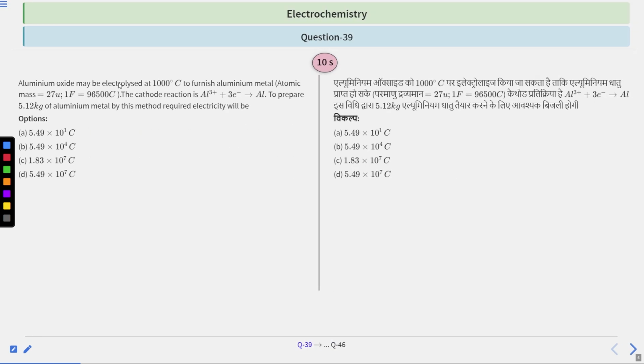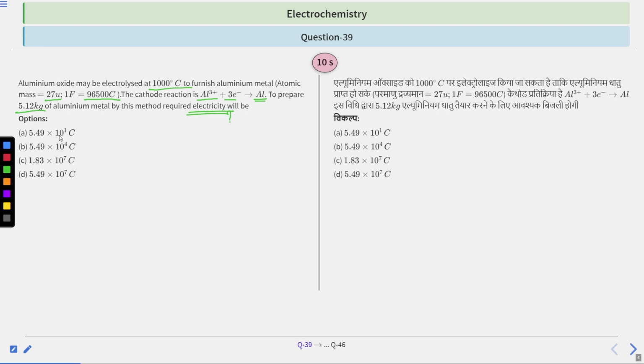Aluminium oxide may be electrolyzed at 1000 degrees Celsius to furnish aluminium metal. Atomic mass is 27 unit and 1 Faraday is given as 96500 coulomb. The cathode reaction is Al3+ plus 3 electrons giving us Al. To prepare 5.12 kg of aluminium metal by this method, the required electricity will be? So we have to find out the required electricity in the process.